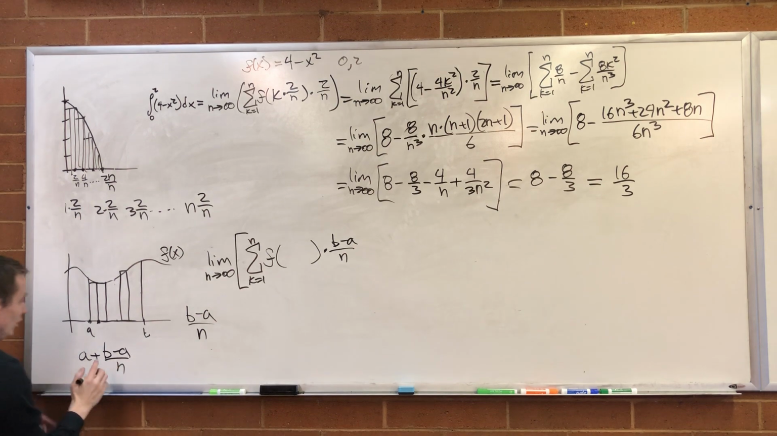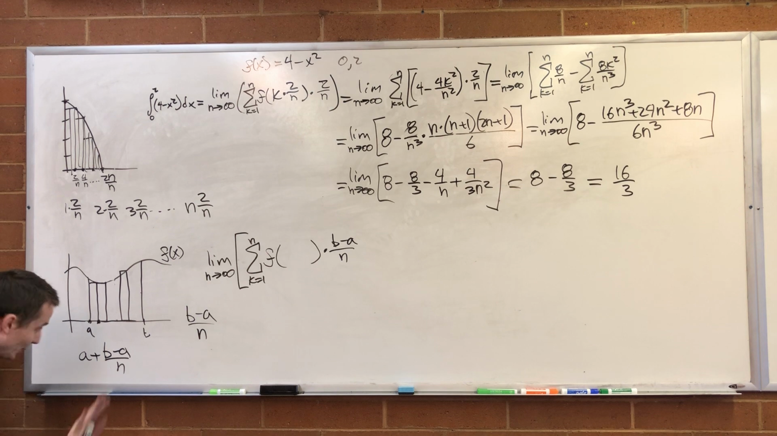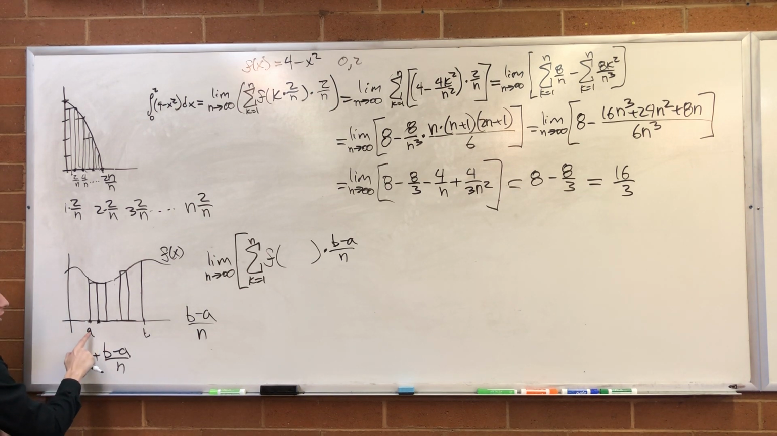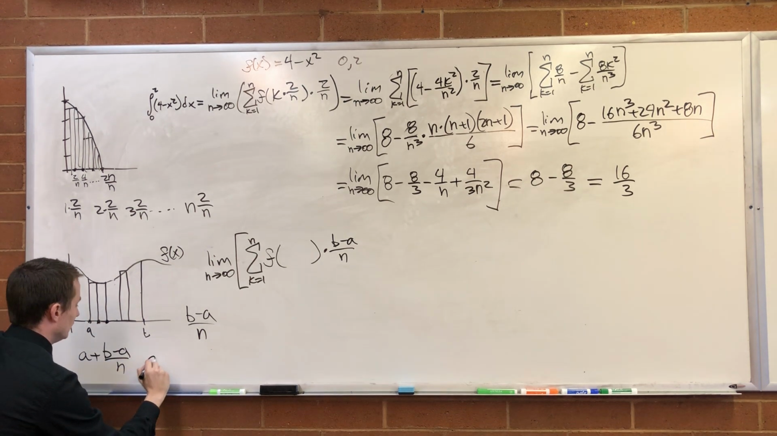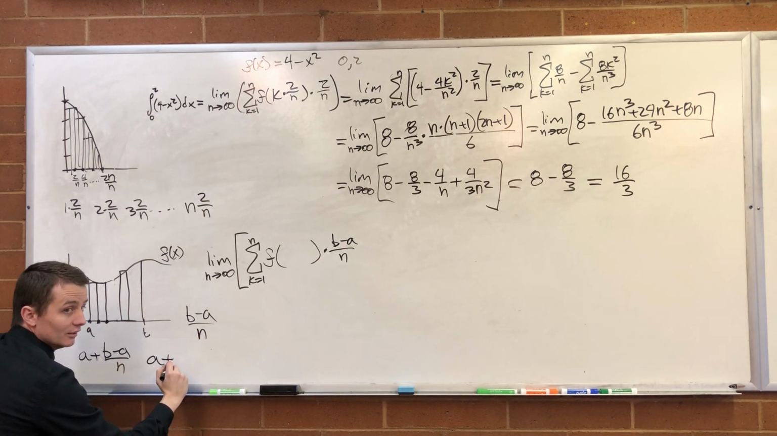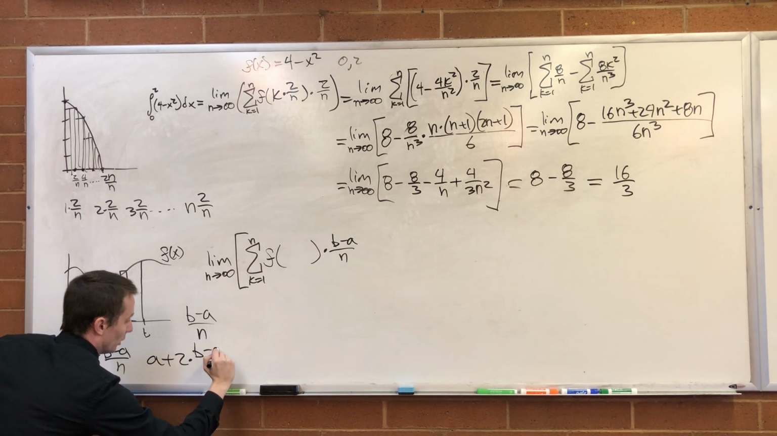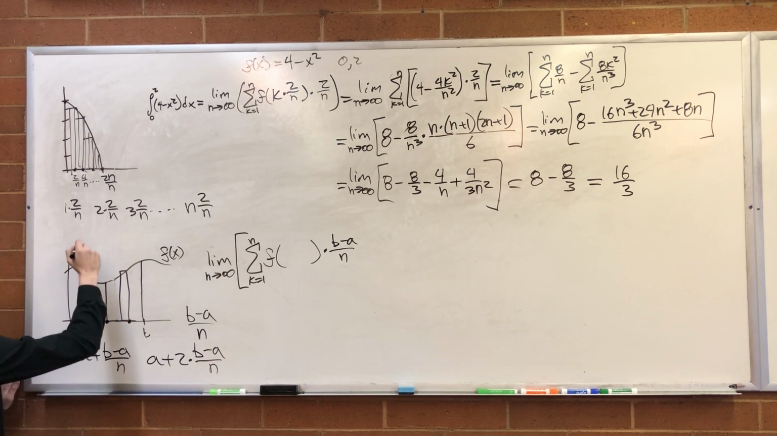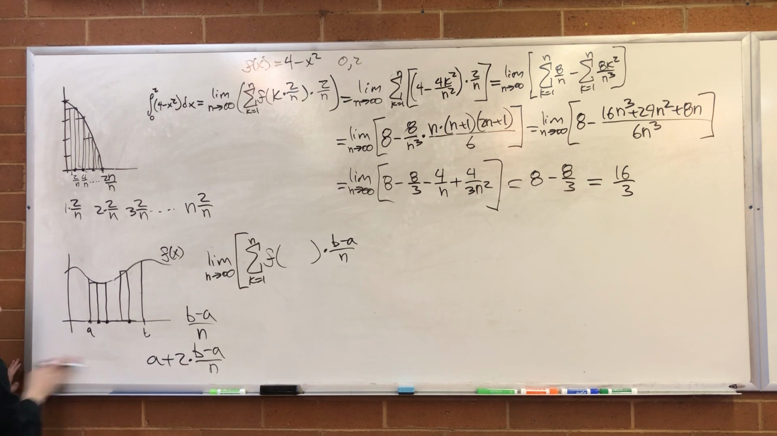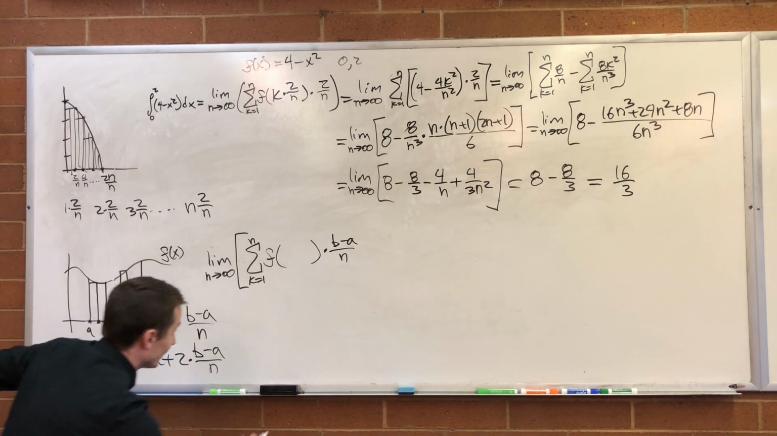So that's the coordinates of this point, right? For our first one. What would it be for our second one now? A plus 2 times b minus a over n. Perfect. And for our kth one, this point, what would that be? A plus k times b minus a over n. Perfect. That's exactly what it is.